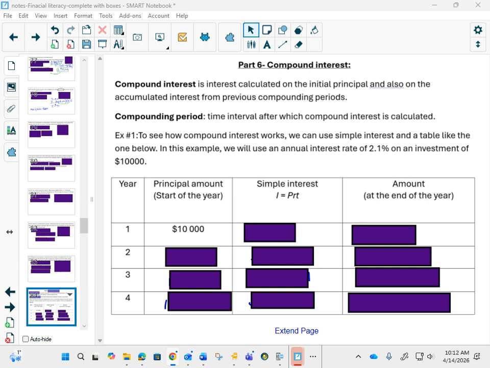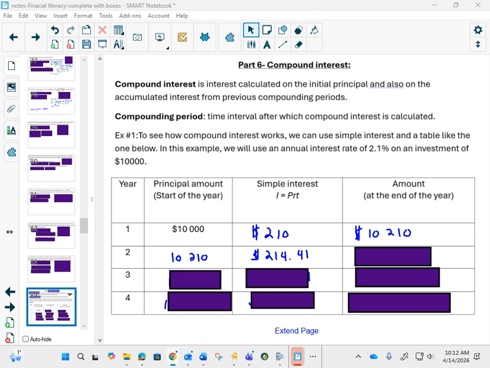The compounding period is the time interval for which compound interest is calculated. So we're going to look at the difference between simple interest here, right? You have $10,000. If you got 2.1% interest, you get $210. And the amount at the end of the year would be $10,210. So that's how much you're starting with.